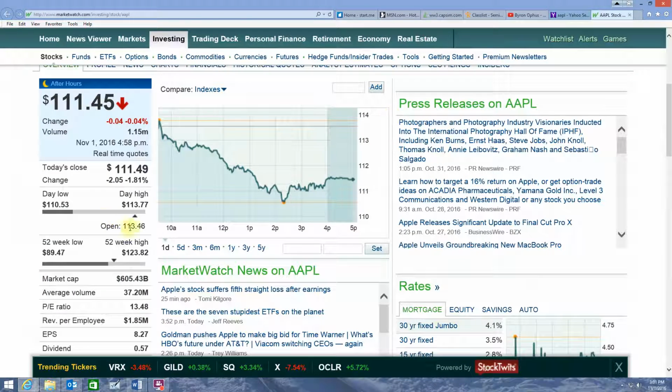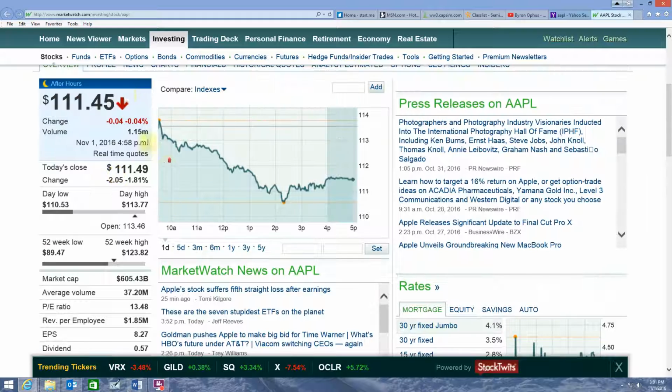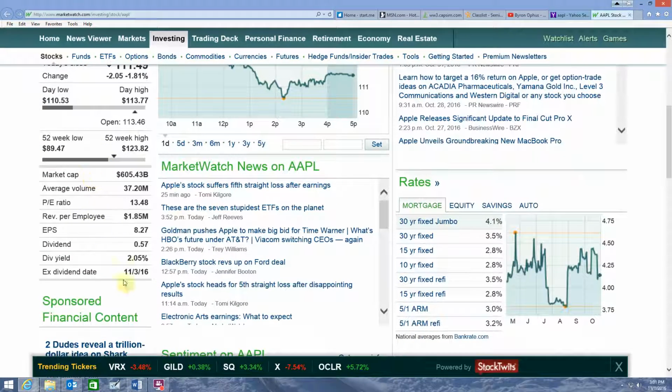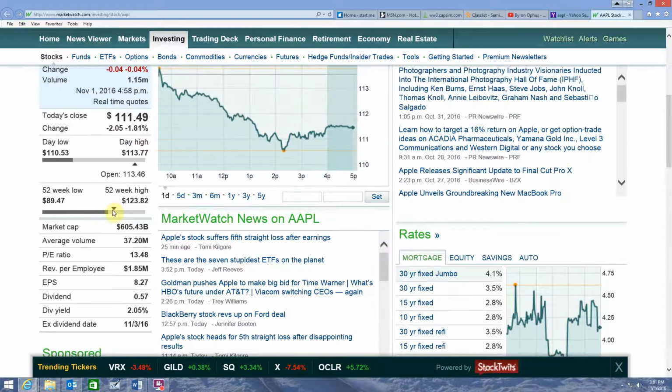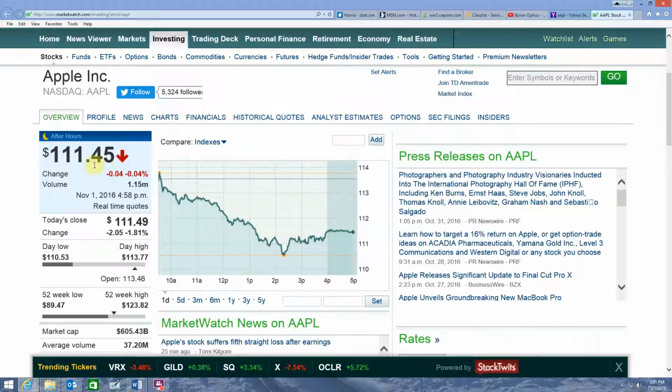Well, that's the same here. Obviously, we're dealing with some bigger numbers, but the market cap for Apple is $605 billion. So it's this price times the number of shares outstanding, and it doesn't tell me how many shares are outstanding. To figure it out, all I'd have to do is take the market cap divided by the price, and it would tell me roughly the number of shares outstanding.